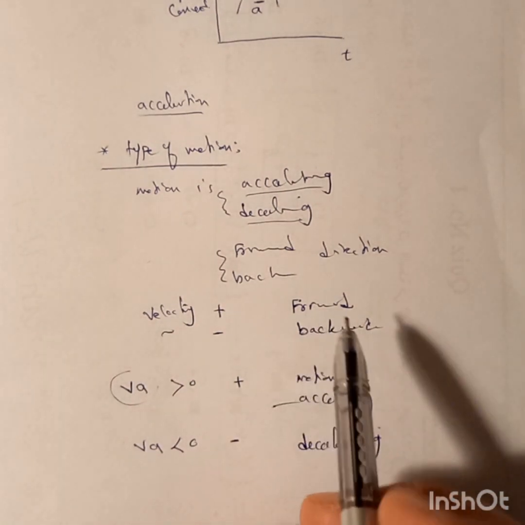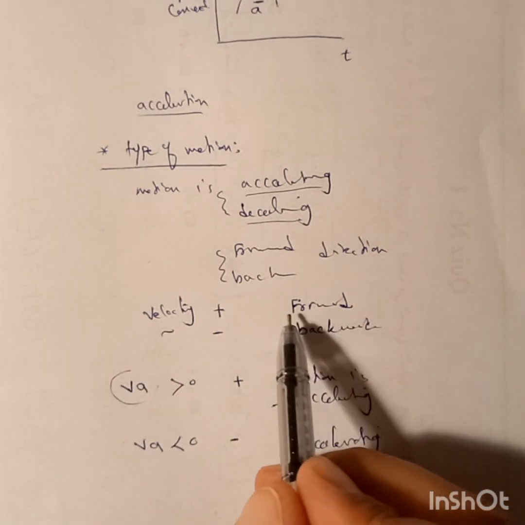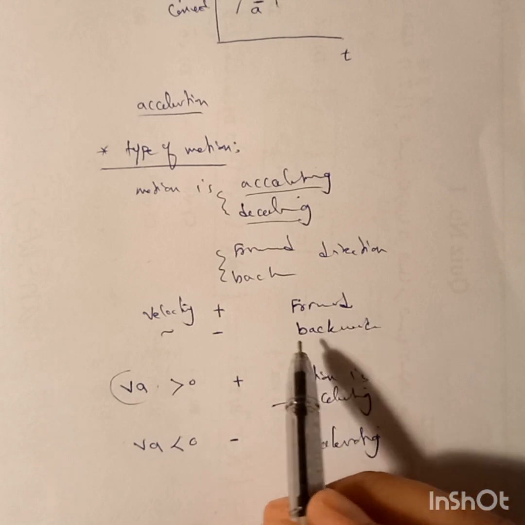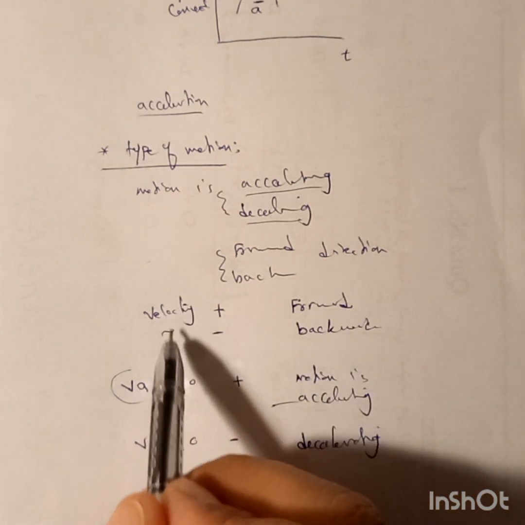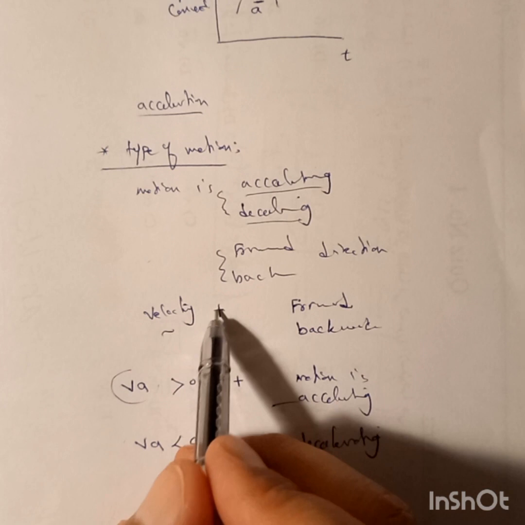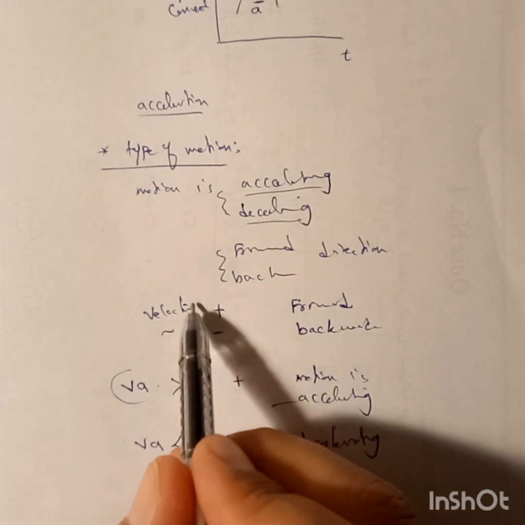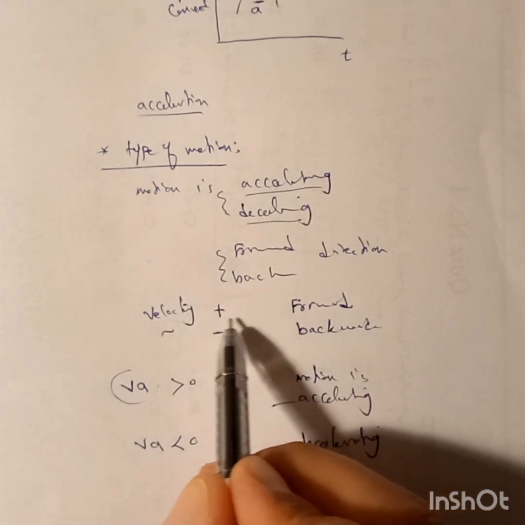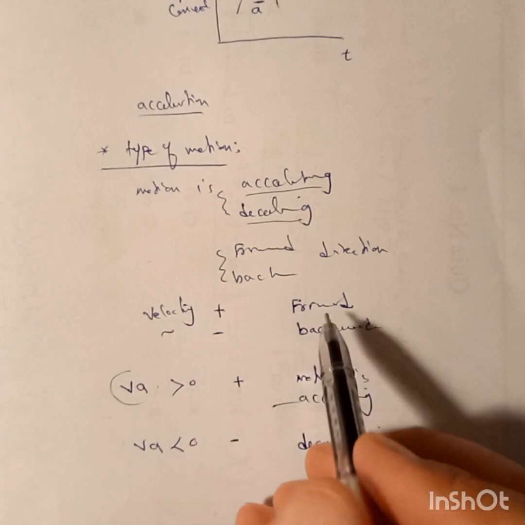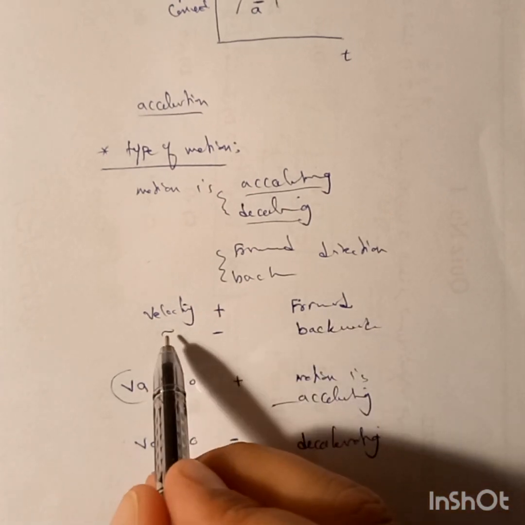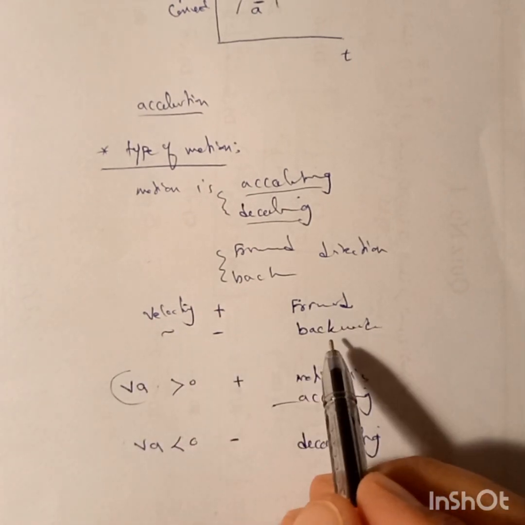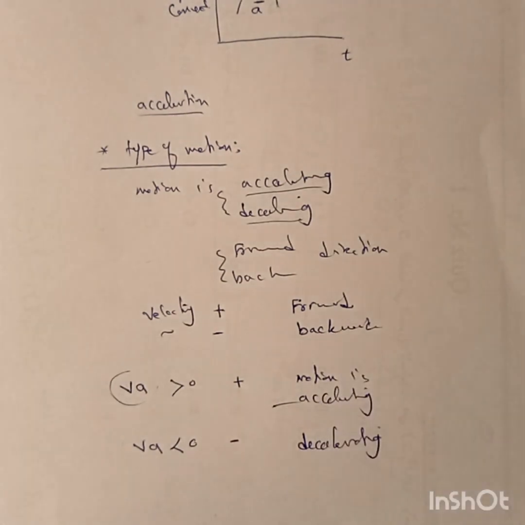And to identify whether the motion is forward or backward, we have to check the velocity sign. If the velocity is positive, then the motion is forward, or the body is moving in the forward direction. If the velocity is negative, then the body is moving in the backward direction.